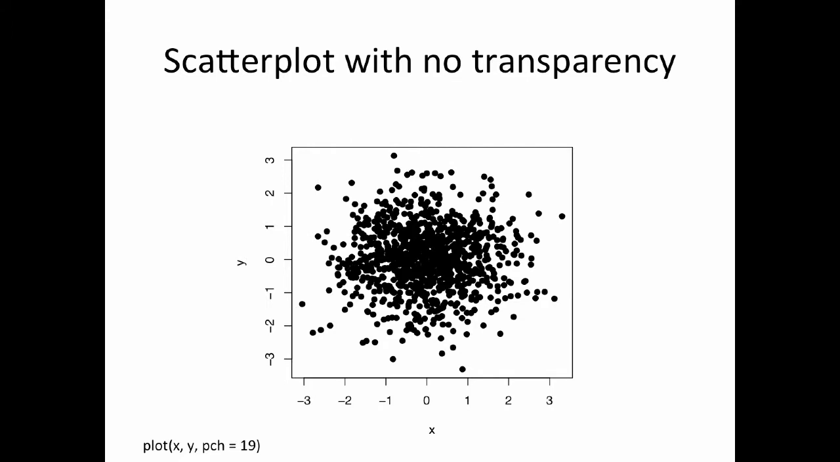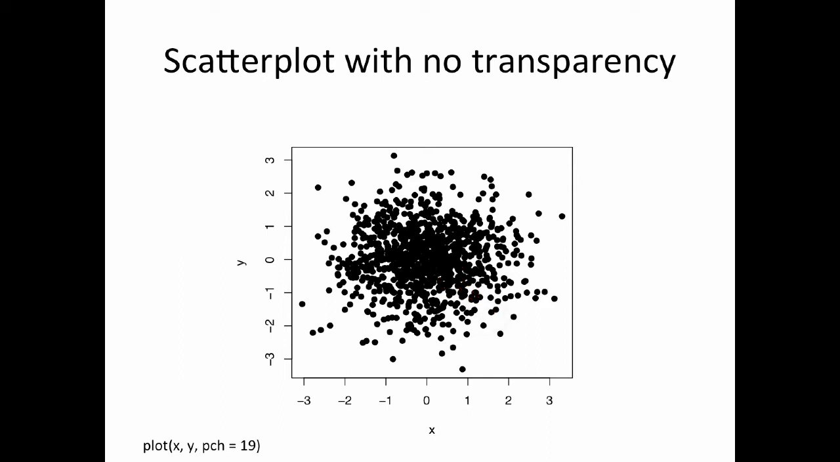So just a quick example of transparency in R. Here's a plot of about 1,000 points, using pch 19, which is a solid circle. In the high density region, all of the points just overlap each other. So you just see a black blob there in the middle, and it's hard to see the resolution of the different points because they're all overlapping.